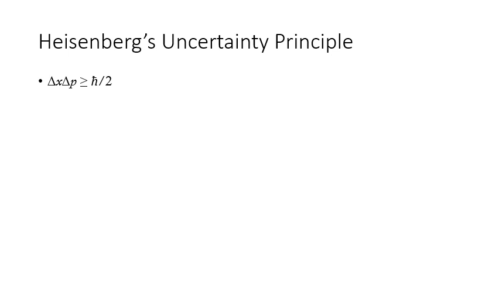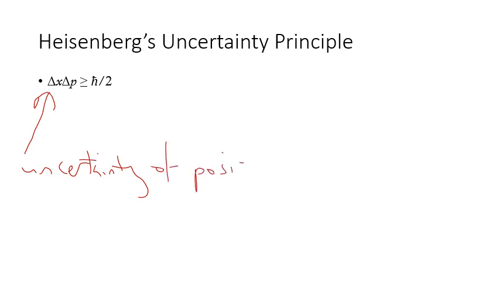Now, what this expression says is that uncertainty, now we've already come across the idea of uncertainty in our practicals, of position, where S represents its position in space. We could perhaps use S. And this is uncertainty in momentum.